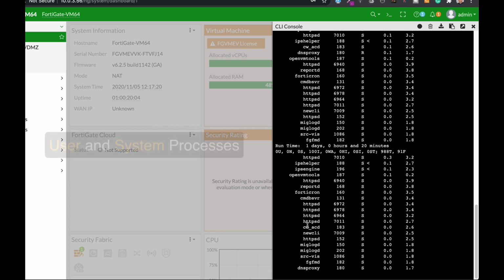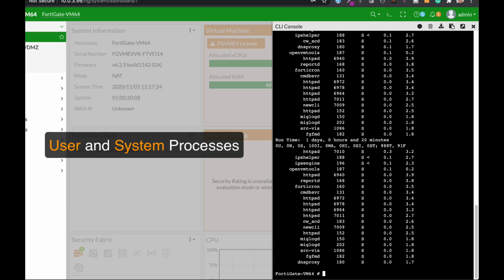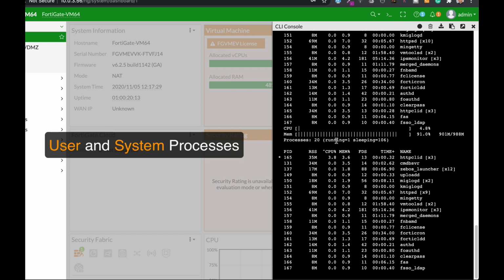Every operating system has what is known as a user process and a system process. A user process is when a user actually initiates an app or a service, and the system processes are processes that are done in the background.